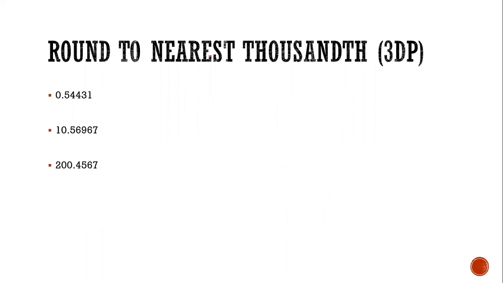All right, so third one, the nearest 1,000. Now we're focusing on the third decimal place, 0.54431. So the third decimal place is the 4. What is the number after the 4? It's 3. Is 3 5 or more? No, 3 is less than 5, so we round it down to 0.544.